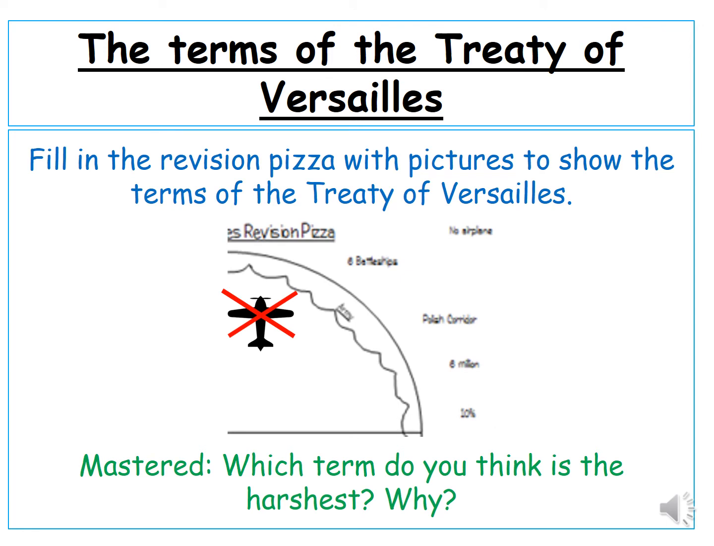So if you have a look at this section, you should know, hopefully, that one of the things that happened is that Germany were not allowed an air force anymore or any airplanes. So I have drawn a picture of a plane and I've put a red cross through that to represent that. This task probably should take you about 20 minutes and we'd like it uploaded to class charts.